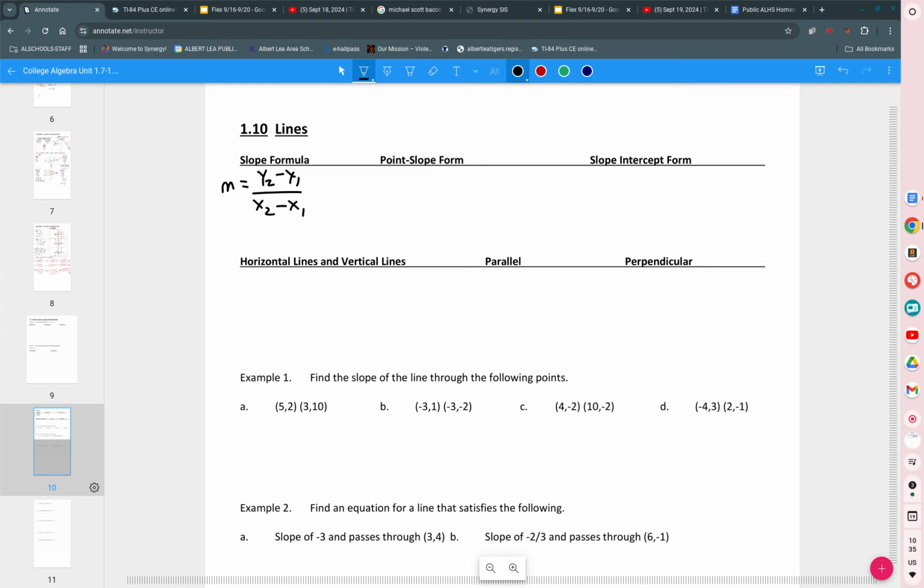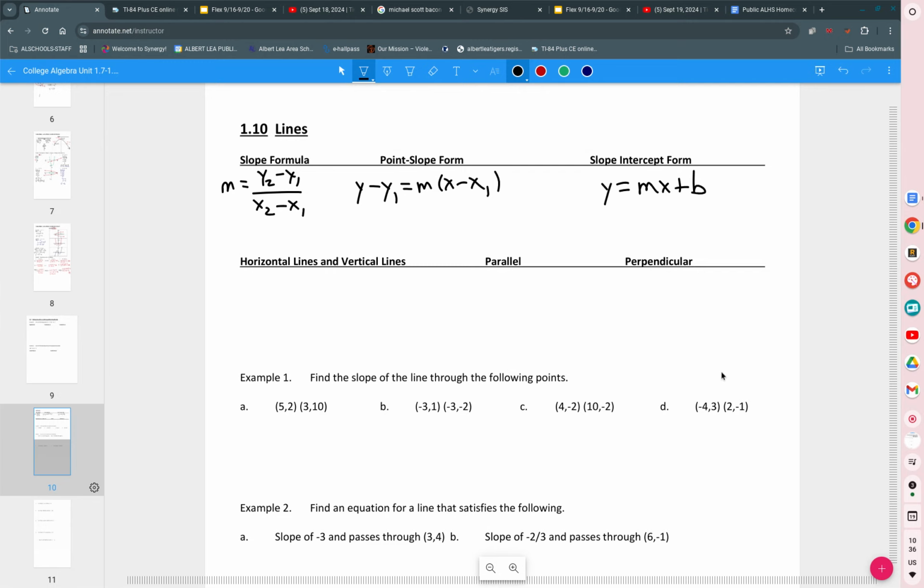Okay, point slope form. y minus y1 is equal to m times x minus x1. So those are the two that people usually struggle a little bit more to remember. And slope intercept form is y equals mx plus b.